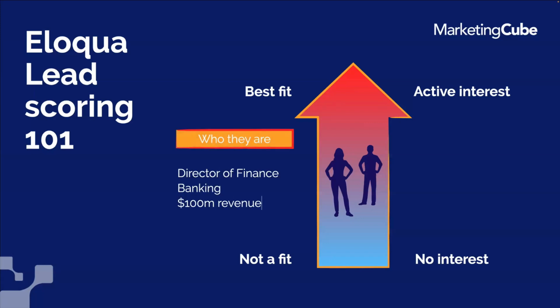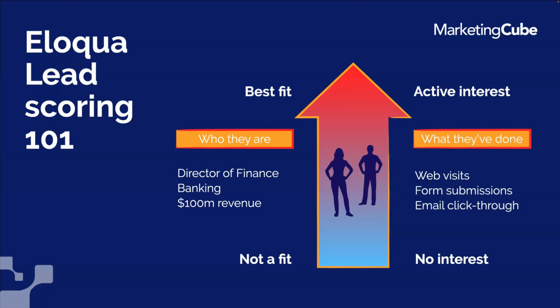So on the left-hand side, what we're looking at is who the person is. This is very much the profile side of things. Are they a director of finance? Are they in the banking industry? Does their organization have revenue in excess of $100 million, for example? What have they done? This is how we determine the level of interest in what it is that you do. So it's web visits, form submissions, email click-throughs, and there's that bigger list that I presented to you earlier as well.